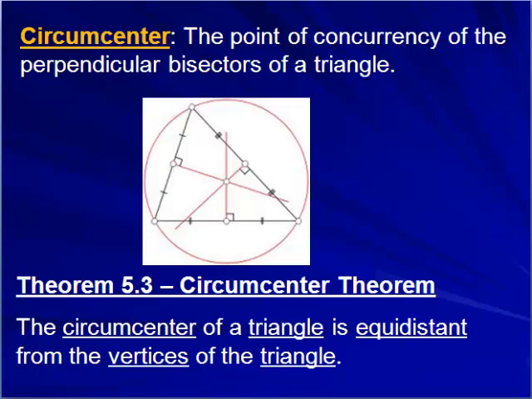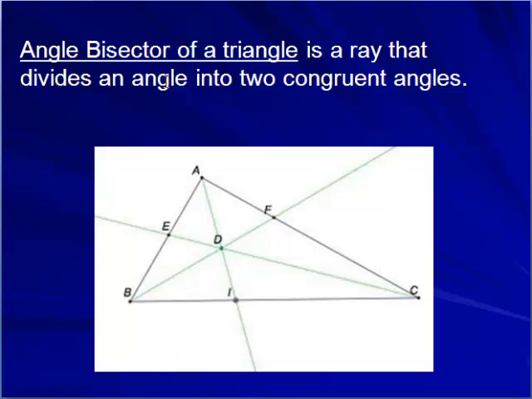Let's talk about angle bisectors. Okay, angle bisector of a triangle is a ray that divides an angle into 2 congruent angles. So the green lines here, they are in fact bisecting each angle of the triangle. So we have right here, those 2 angles are congruent. Right here, these 2 angles are congruent. And here at angle A, those 2 angles are in fact congruent.